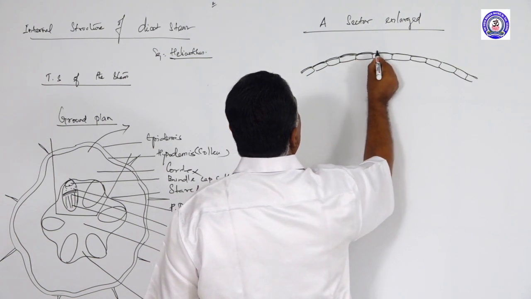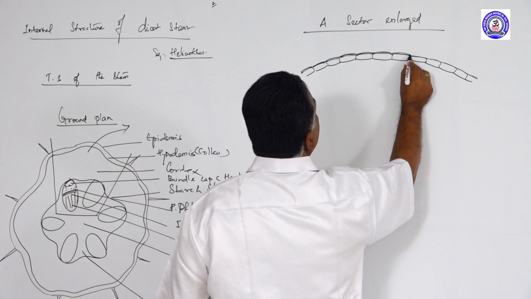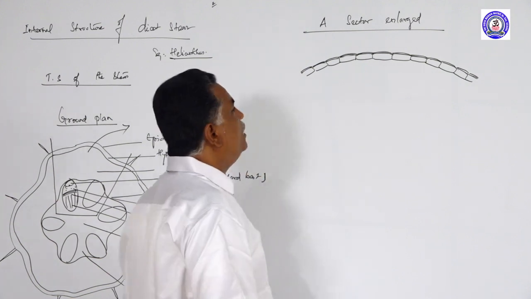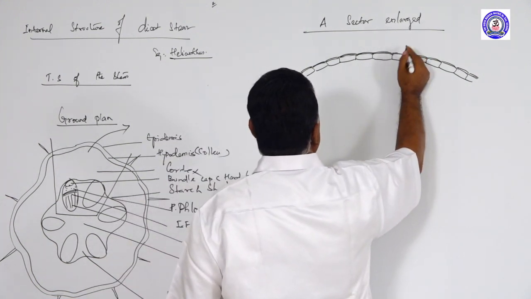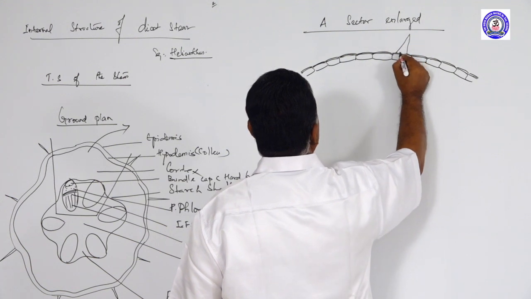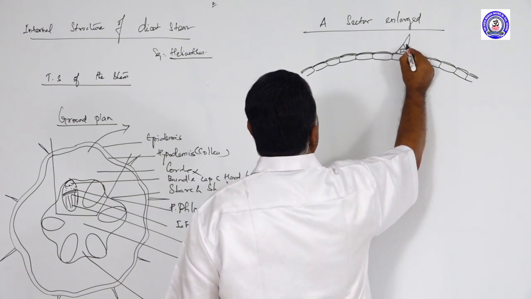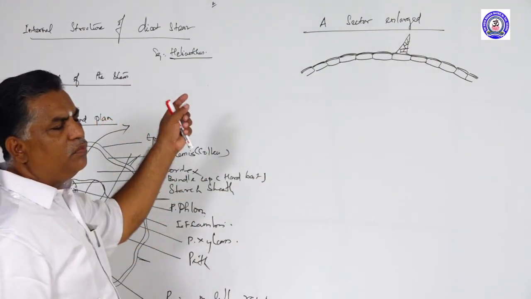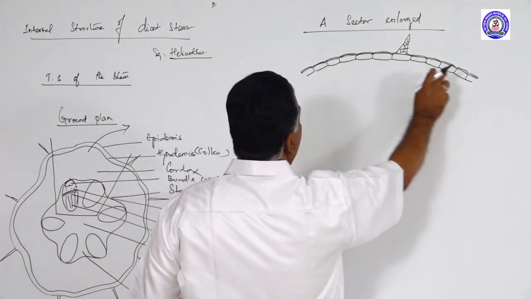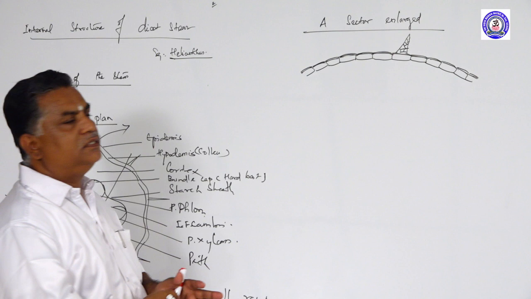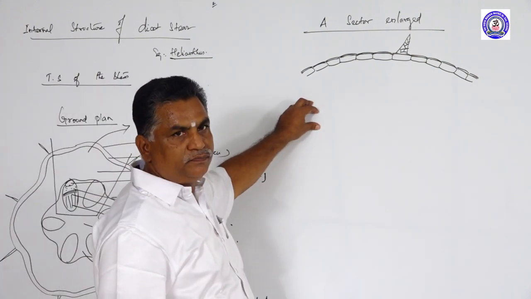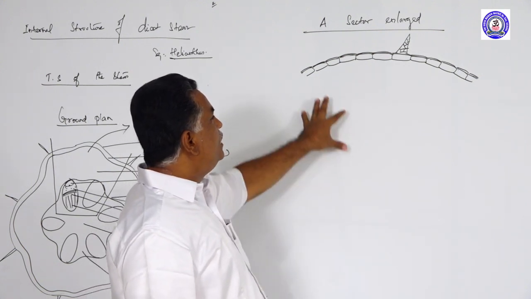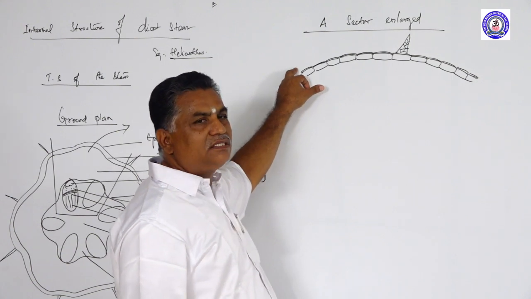We know cuticle is made of a waxy substance called cutin. And at the outer side there are some multicellular hairs. I have drawn only one hair, but there are many multicellular hairs. Now this is about the epidermis. What is the function of epidermis? Epidermis gives protection to the inner tissue, and the cuticle checks transpiration.